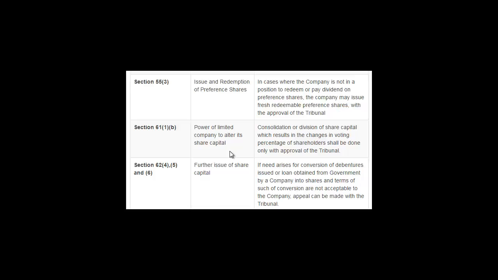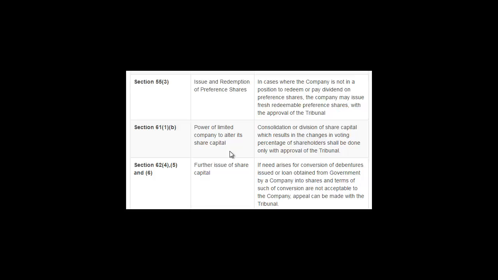If the tribunal, the National Company Law Tribunal, does not give you the exact powers, then you cannot consolidate or divide the share capital in a way that affects the voting percentage. We can say that this is a very welcome note from the NCLT itself. Great powers, great privileges, nice one.